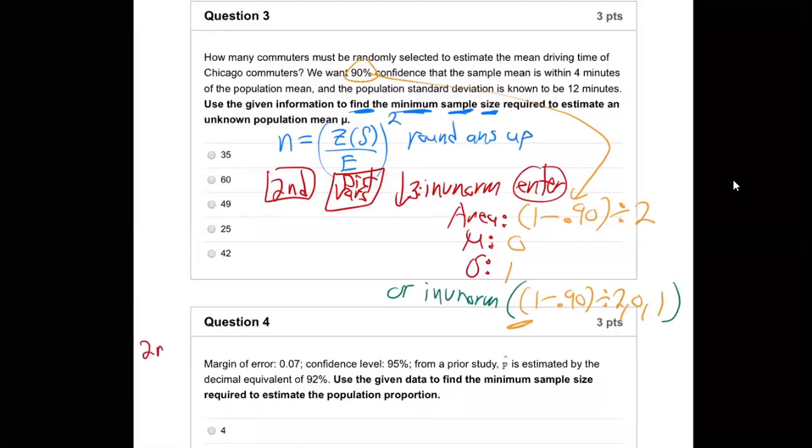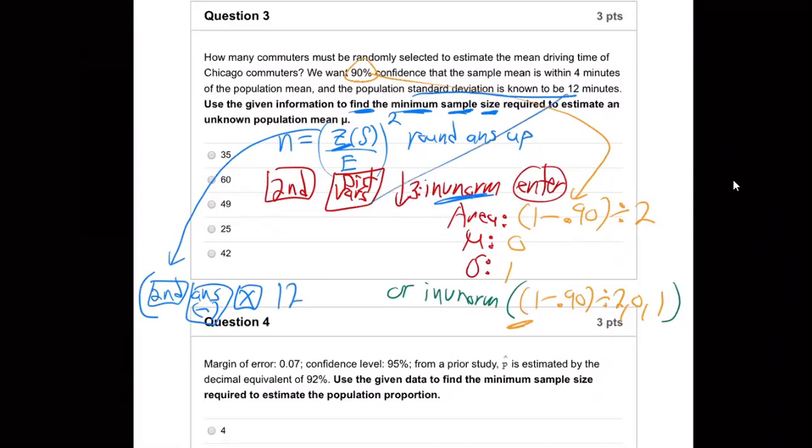And then what do you hit from that now? Let me write it out for you. Begin with a parenthesis. And then comes the Z, which is second answer button, right down at the bottom. It's second answer, because that gets the Z value you just got from inverse norm, that number, negative 1.644. It's second answer times S. What's S? Standard deviation is 12. That's the S. Divided by E, the error. Within, right? That's always the error. We want to be accurate within 4 minutes. Divided by 4, that's the E.